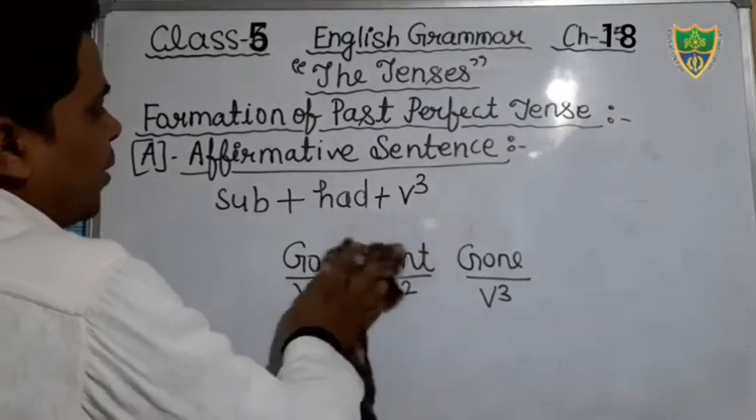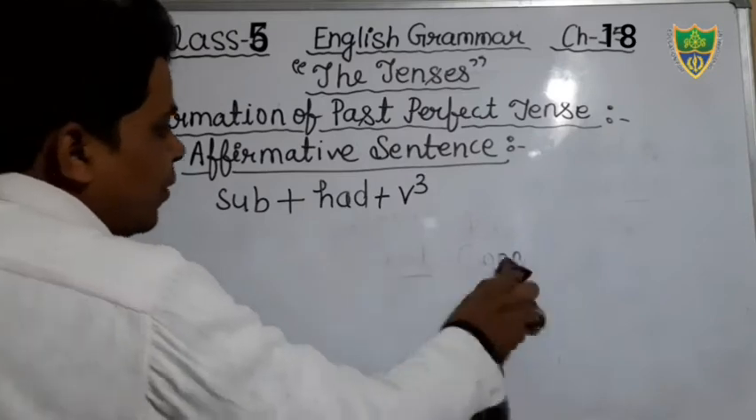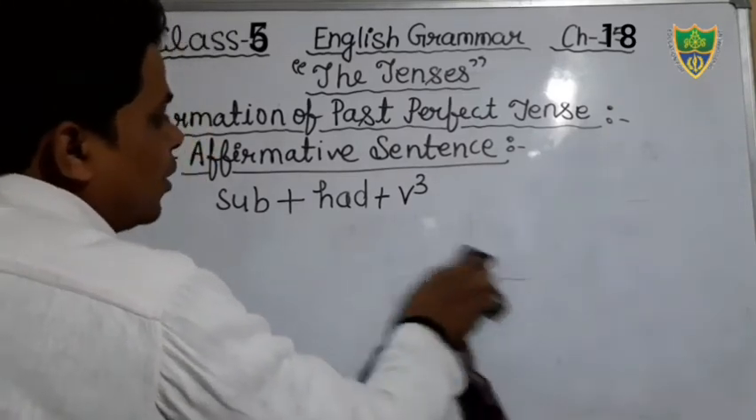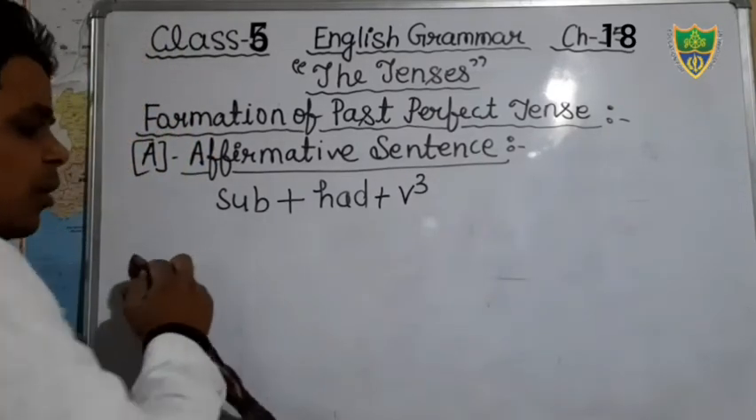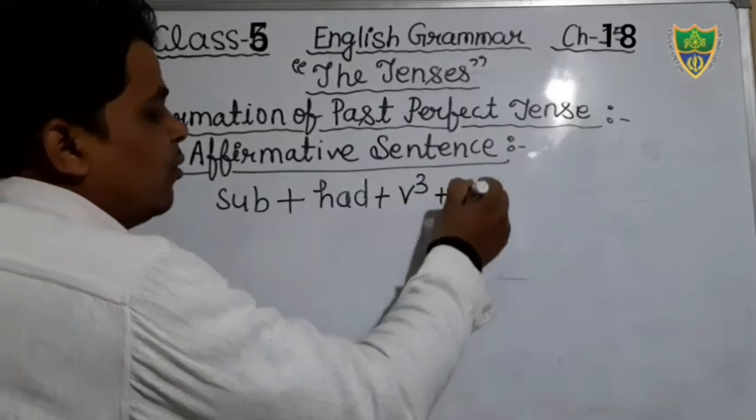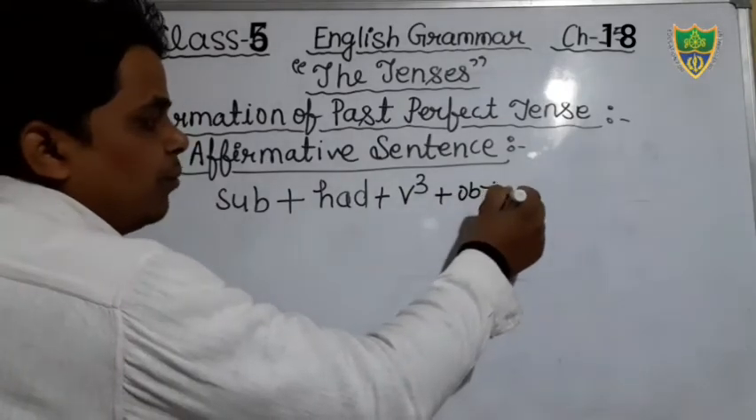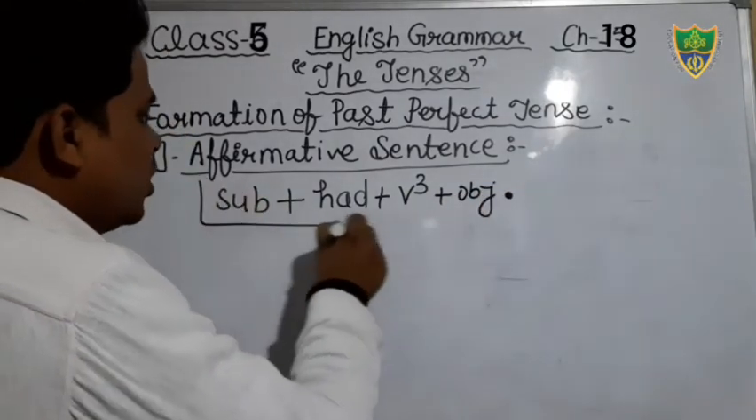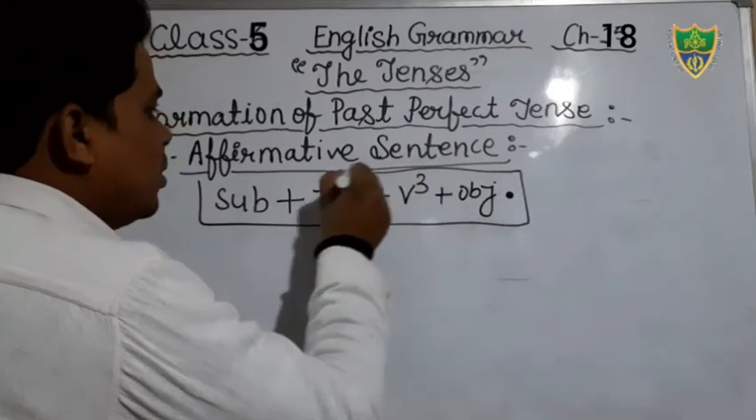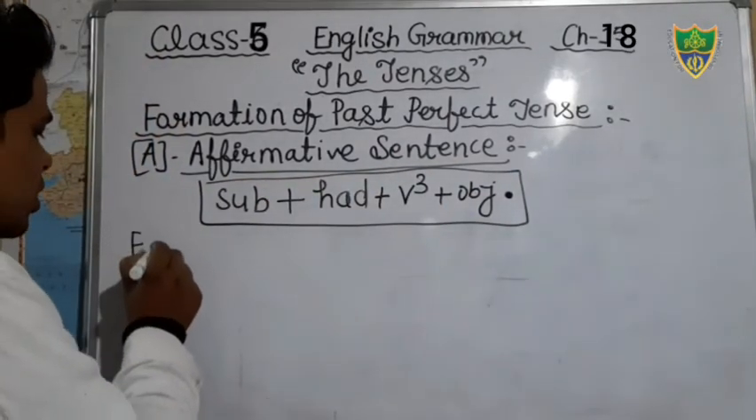So students, we have to use here the past participle form of the verb in this tense, in perfect tense. So just see here, there will be a subject, then after that the helping verb had, then after that the third form of the verb, and if an object or complement is there, you will also mention it here. Then after that, a full stop. So this is the structure, and on the basis of this structure you have to make the sentences. You can see the sentences.